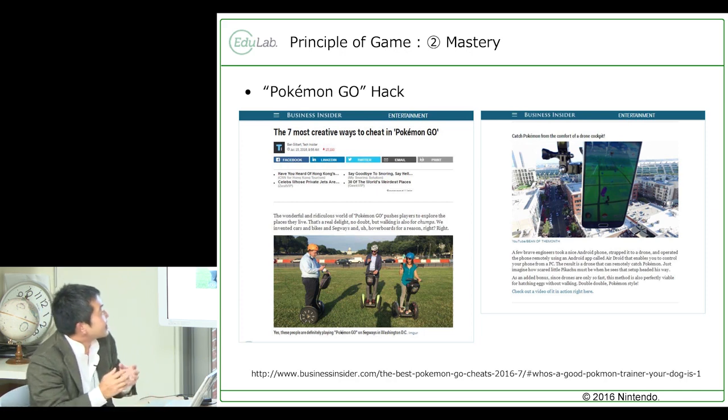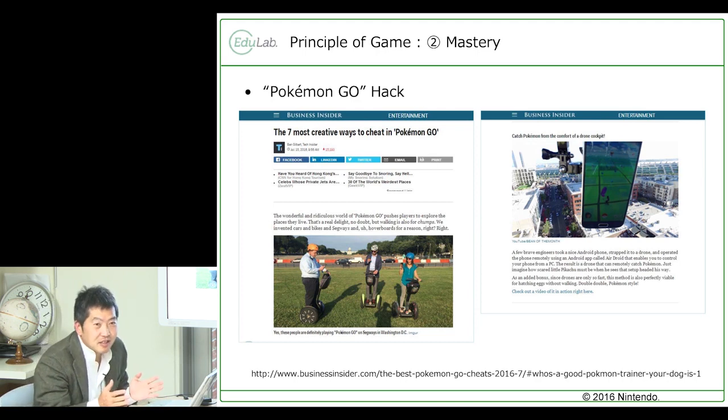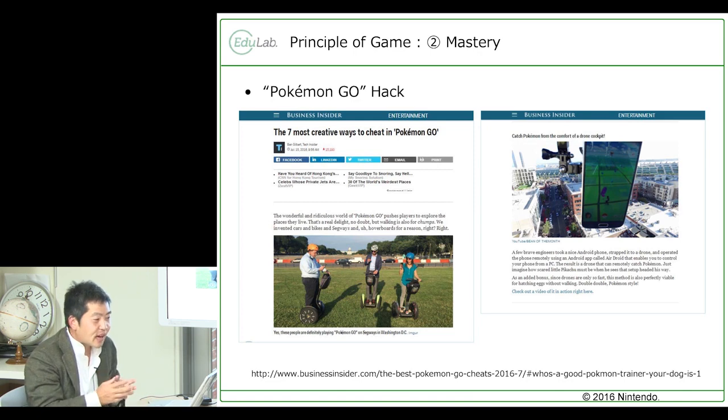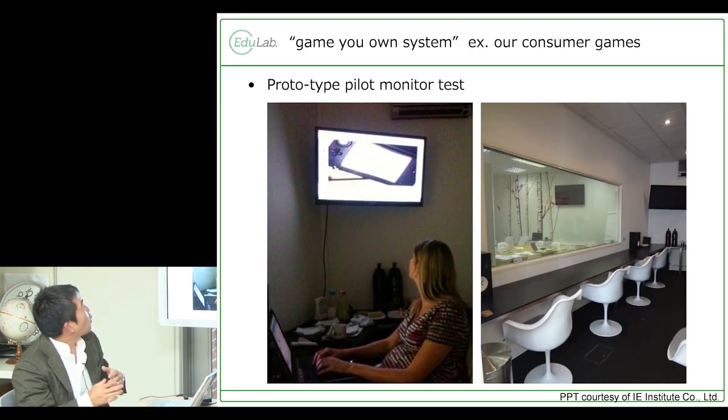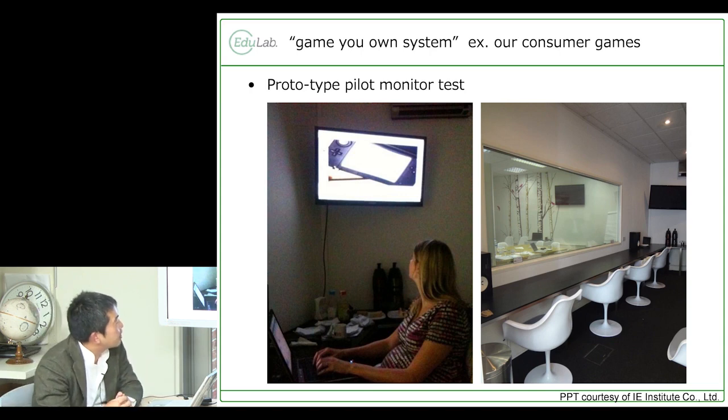Yeah, so there's a game mechanic there under an optimal condition, but it's better to have a system where people can't cheat or hack. And this is very important. So what we do, this is a picture of a place where we did a pilot testing.